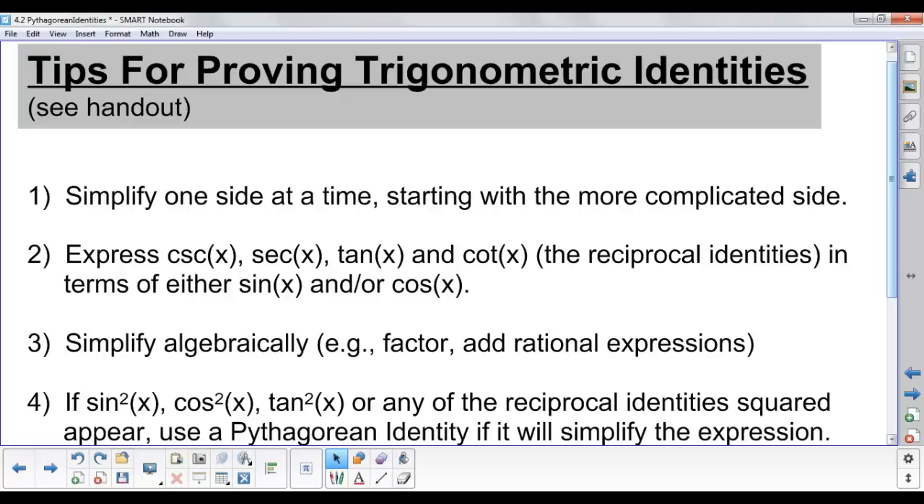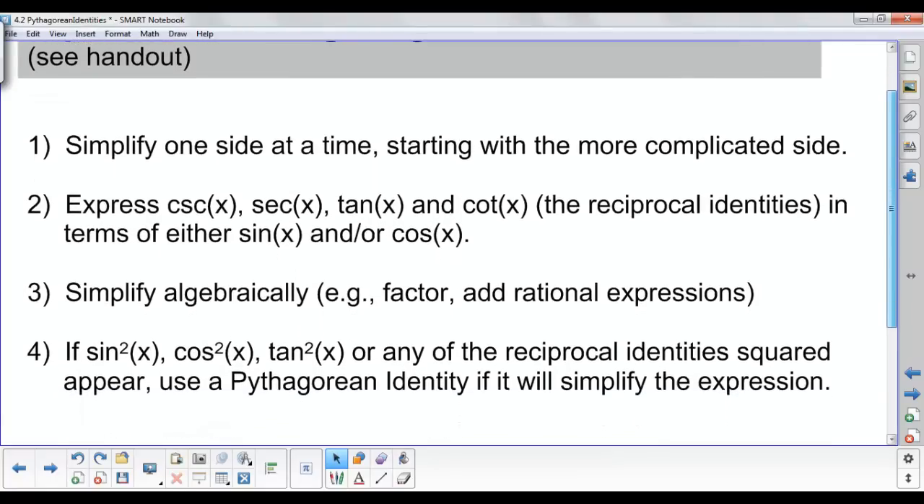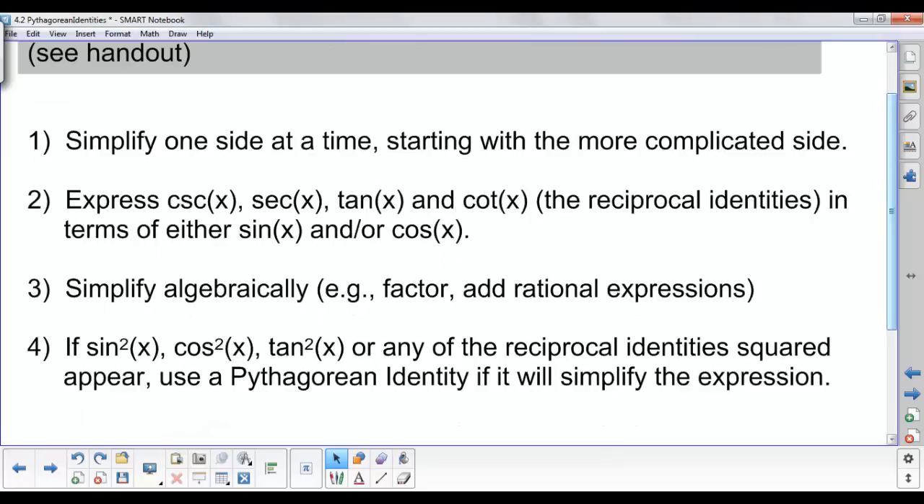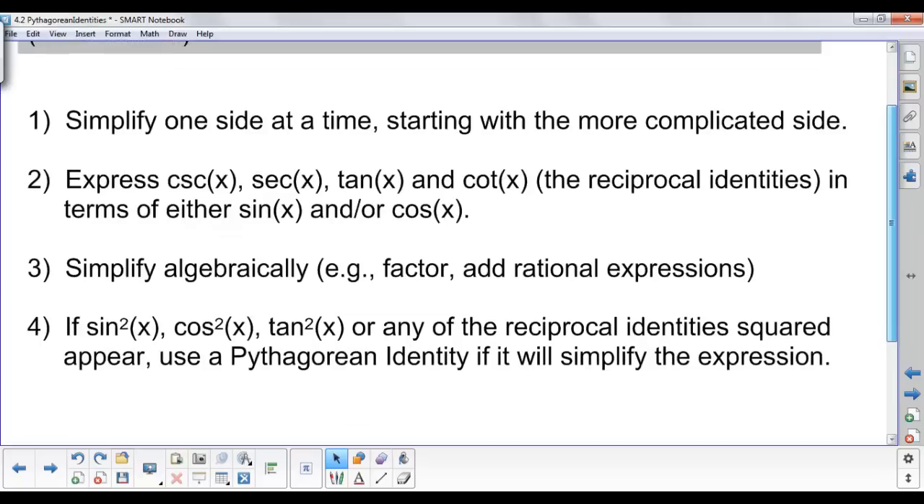So normally simplify one side at a time, maybe trying the more complicated side first. Generally, we want to express all of our relationships either in terms of sine or cosine if possible. Leaving them in terms of the reciprocal identities normally isn't the best approach. Algebraically, if we can simplify anything, that's usually a good idea. So sometimes you can factor, for instance, or if there are rational expressions, maybe combine them by getting a common denominator. And now that we are aware of all 3 Pythagorean identities, if you see a sine squared, a cos squared, or a tangent squared x, chances are you could do something with the Pythagorean identities if it will in fact simplify the expression you have. Okay, so just some things to keep in mind.